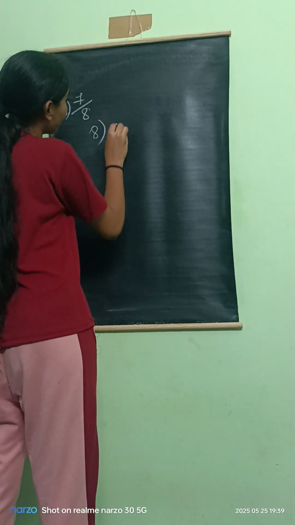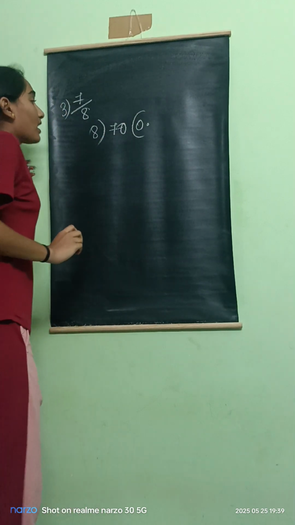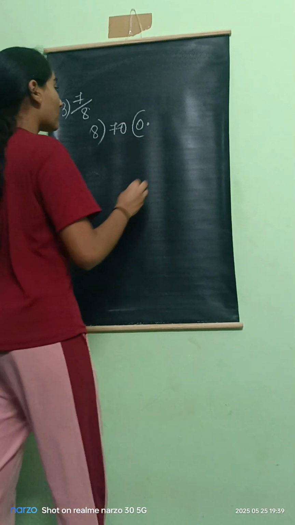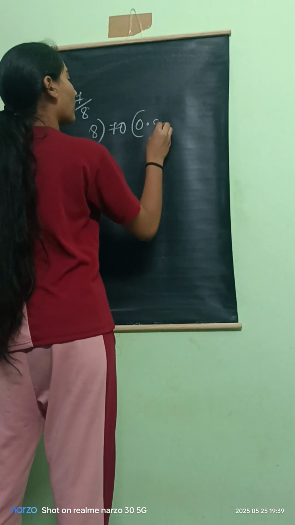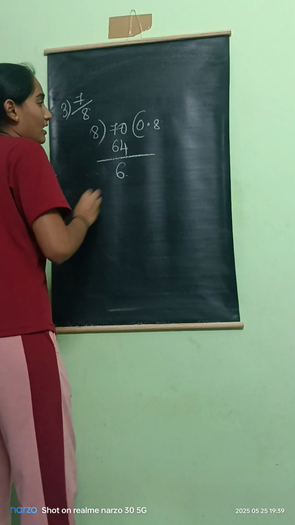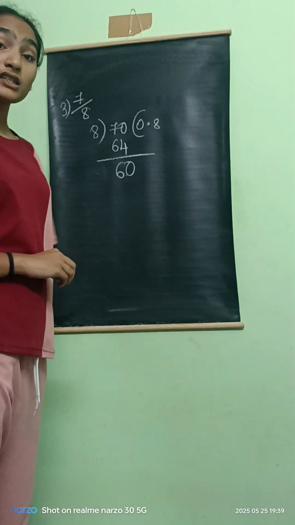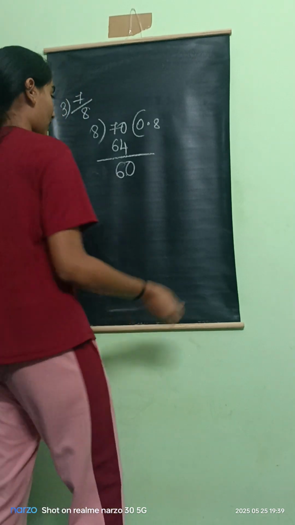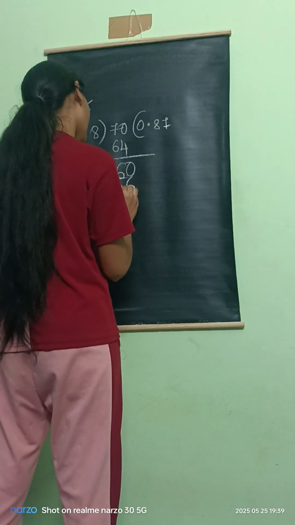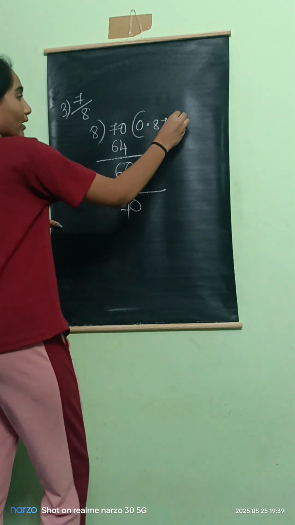8 into 7. 8, 7, 8, 0.8. How many times do you think? 8 8s are 64. Point is kept already, so 60. Next, 8 5s are 40, 8 6s are 48, 8 7s are 56. 4, and point is kept already, so 8 5s are 40.